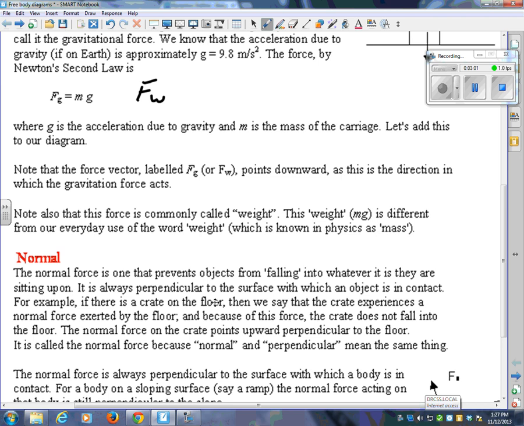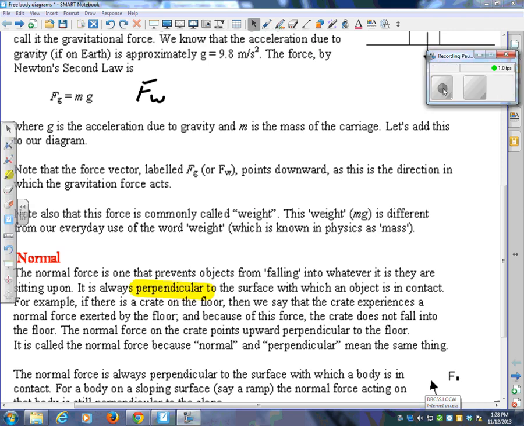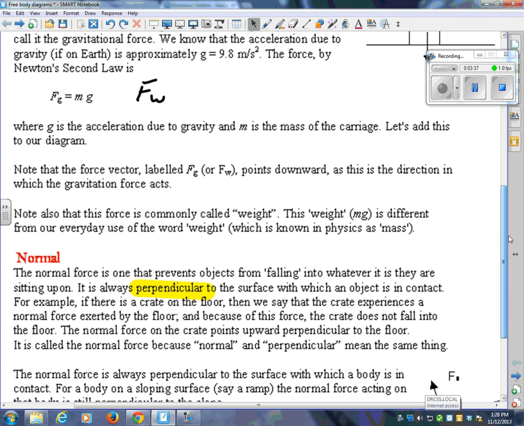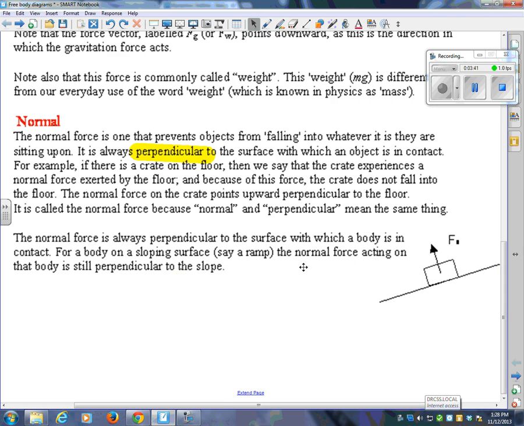Okay, normal force is one that prevents objects from falling into whatever it is they are sitting upon. It is always perpendicular to the surface, and if you have a highlighter, I encourage you to highlight. Why do I never have a highlighter when I want one here? Perpendicular. Oh yeah, that's what that does. Perpendicular. Normal means perpendicular to the surface with which it has contact. For example, if there's a crate on the floor, then we say that the crate experiences a normal force exerted by the floor, and because of this force, the crate does not fall into the floor. The normal force on the crate points upward, perpendicular to the floor. It's called the normal force because normal and perpendicular mean the same thing.